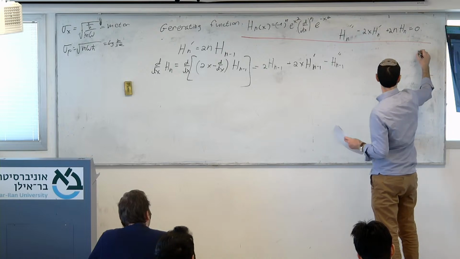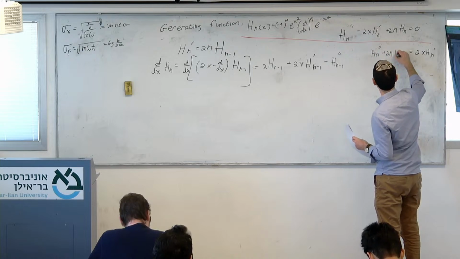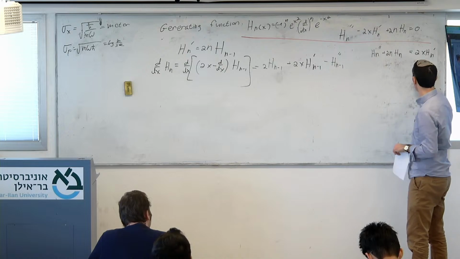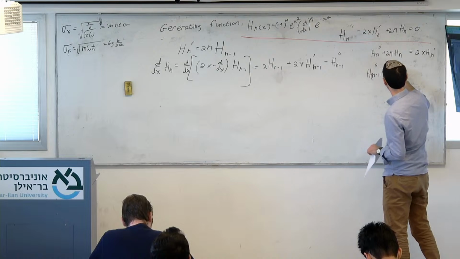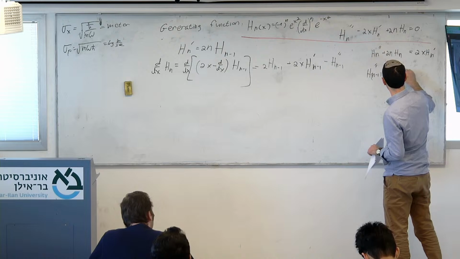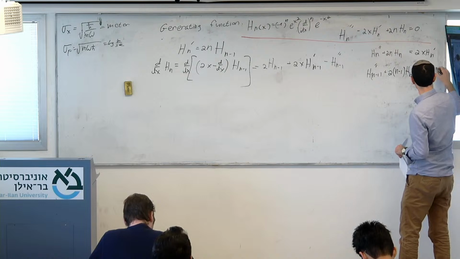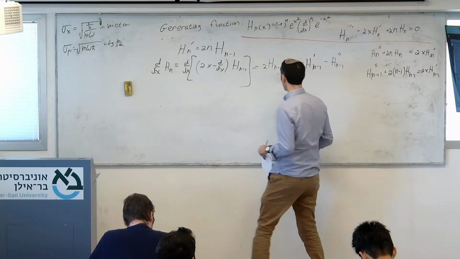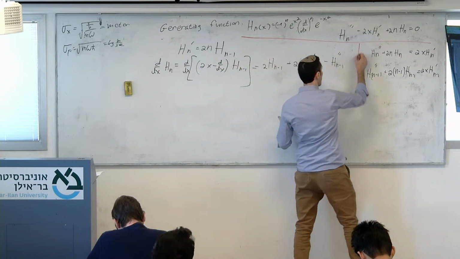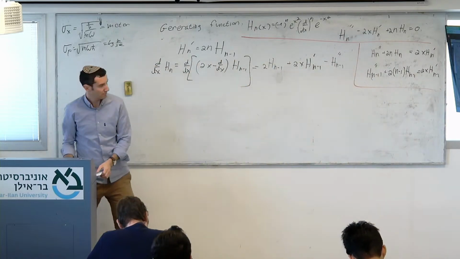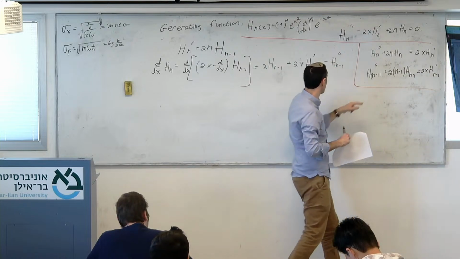So I can see here that 2x Hn prime is equal to Hn double prime plus 2n Hn, right? Let's use the n minus 1 version of this thing. Hn minus 1 double prime plus 2 times n minus 1 Hn minus 1 is equal to 2x Hn minus 1 prime. Wherever it said n, I replace it with n minus 1. Here I have 2x Hn minus 1 prime. I have exactly this. I can replace it with that.